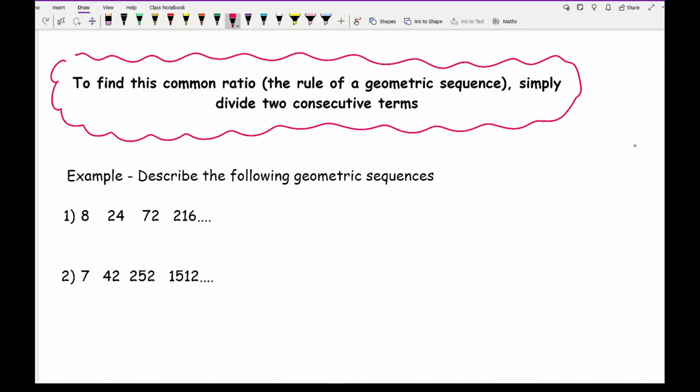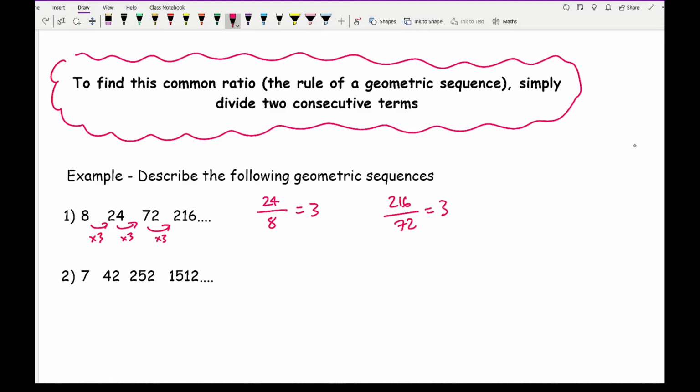So for example here, we can see that the numbers are increasing. So I'm going to be multiplying by a number that's bigger than 1. Here I'm going to pick two consecutive numbers. Let's go for 24 divided by 8, which gives me 3. So that means that each of these is being multiplied by 3. Now if I picked, let's say, 216 divided by 72, that also equals 3. So that proves the point.